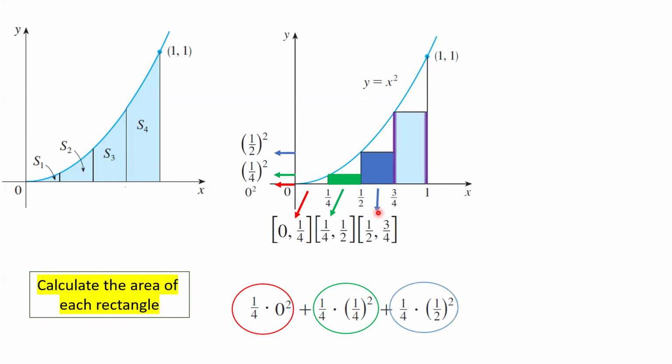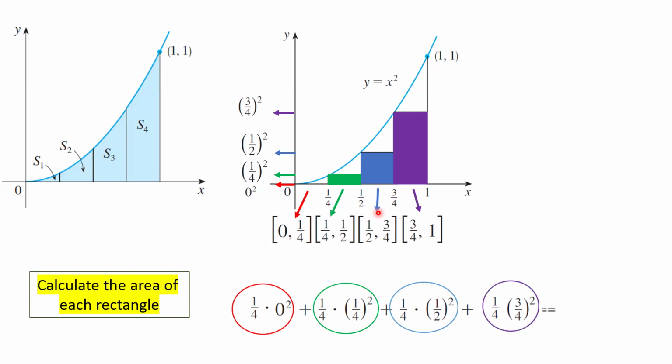And finally, the last one is located on the subinterval 3/4 to 1 with height (3/4) to the second power. If you add the last area, 1/4 times (3/4) to the second power, you get a smaller approximation, which is now 0.21875. So this is the idea of Riemann sum. We're going to add more rectangles and get a better approximation.